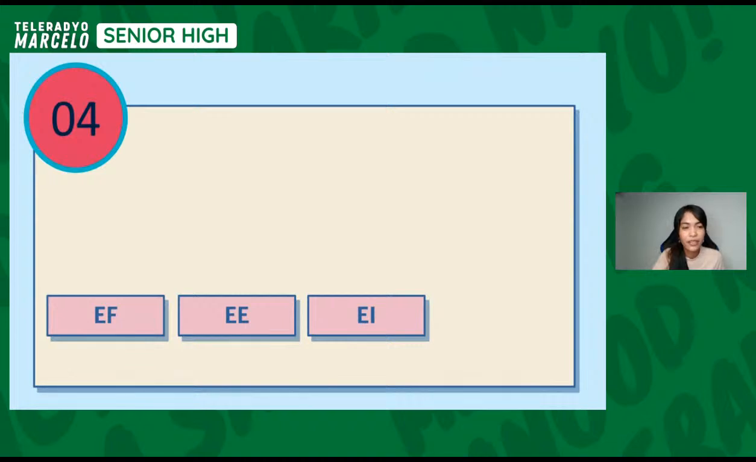So for number 4, here is our given. 9 raised to 2 over 3x equals 7y, sorry. Let me repeat. 9 raised to 2 over 3x equals 7y. Is this EF, EE, or EI? Type in your answers. Okay, your timer starts now.